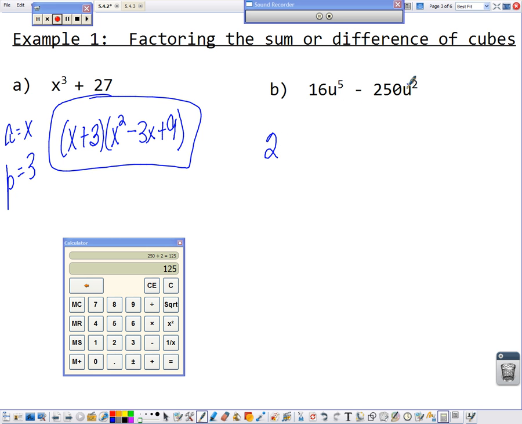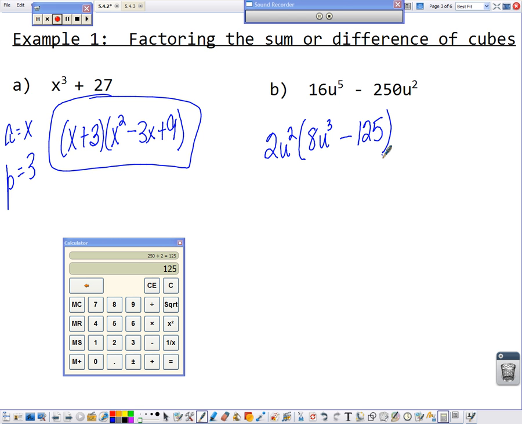Also, the biggest amount of u's that I can pull out would be a u squared. So 16 divided by 2 gives me 8. U to the 5th, I take out 2 of those, I'm left with u to the 3rd, minus 250 divided by 2 is 125, and u squared divided by u squared cancel out. And if you'll notice, inside I end up with a perfect cube. The perfect cube of 8 is 2 again.